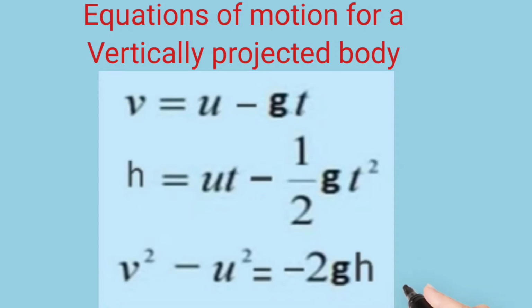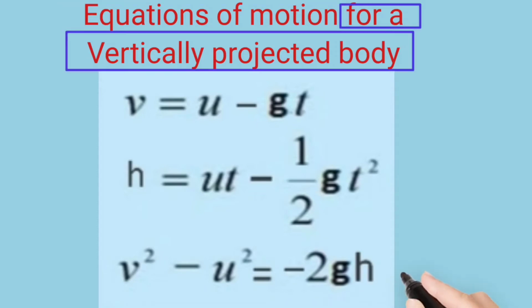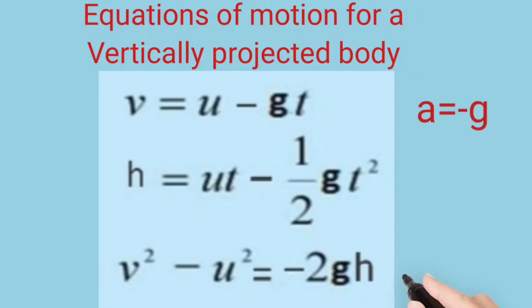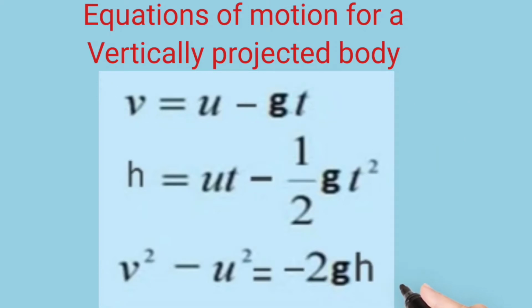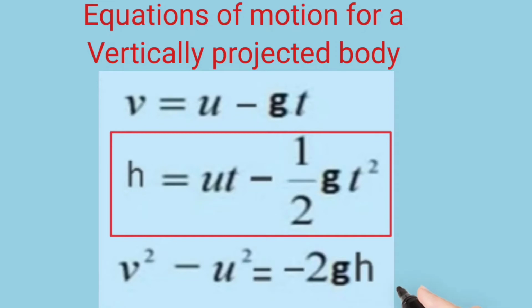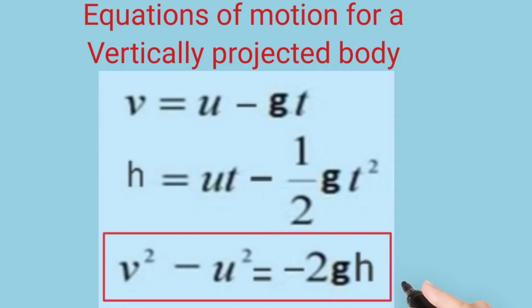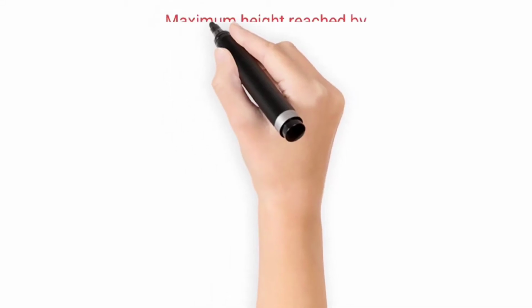Now we will discuss equations of motion for a vertically projected body. Here acceleration is replaced by minus g and displacement s is replaced by h. Then we will get v is equal to u minus gt, h is equal to ut minus half gt square, and v square minus u square is equal to minus 2gh.